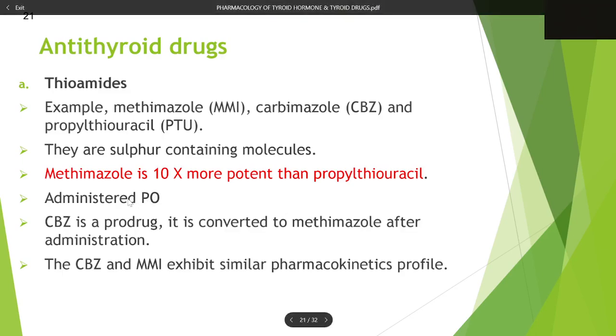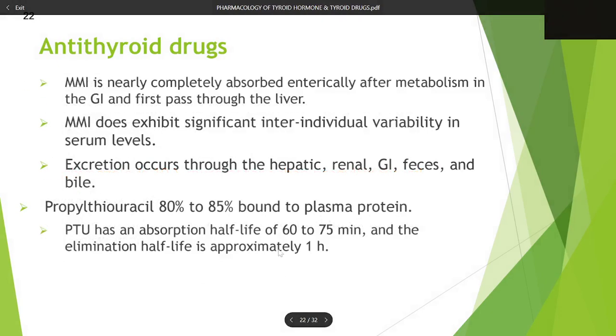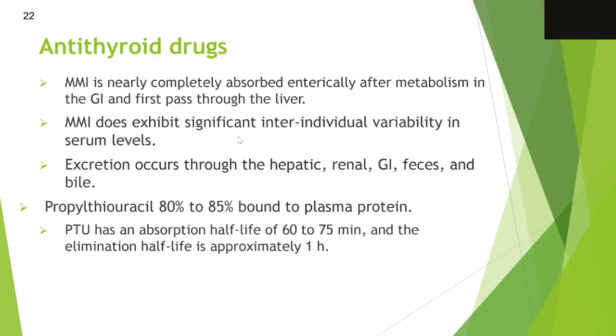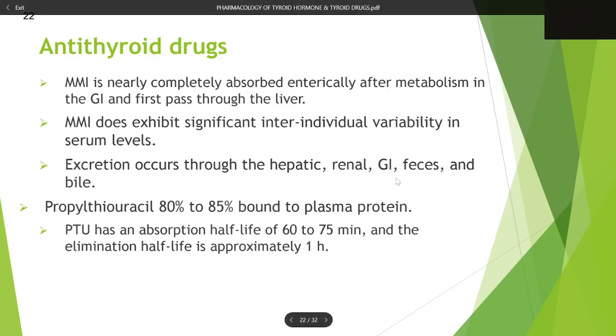It is administered per oral. PO is per oral. Carbimazole is a prodrug. It is converted to methimazole after administration. Carbimazole and methimazole exhibit a similar pharmacokinetic profile. Methimazole is nearly completely absorbed enterically after metabolism in the GI and first pass through the liver. Methimazole does exhibit significant inter-individual variability in serum level. Excretion occurs through hepatic, renal, and gastrointestinal routes, feces, as well as bile.